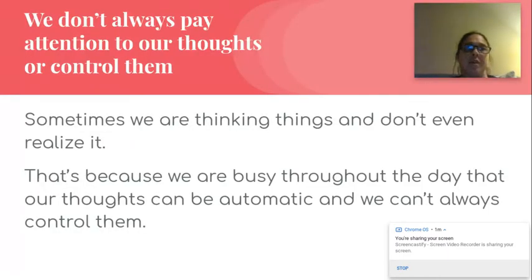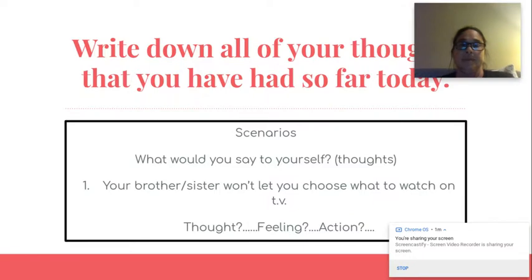So we don't always pay attention to our thoughts or control them. Sometimes we're thinking things and we don't even realize it. That's because we're so busy throughout the day that our thoughts can be automatic and we can't always control them. So think about all the thoughts that you had so far today. Write them down if you have paper and pencil with you.